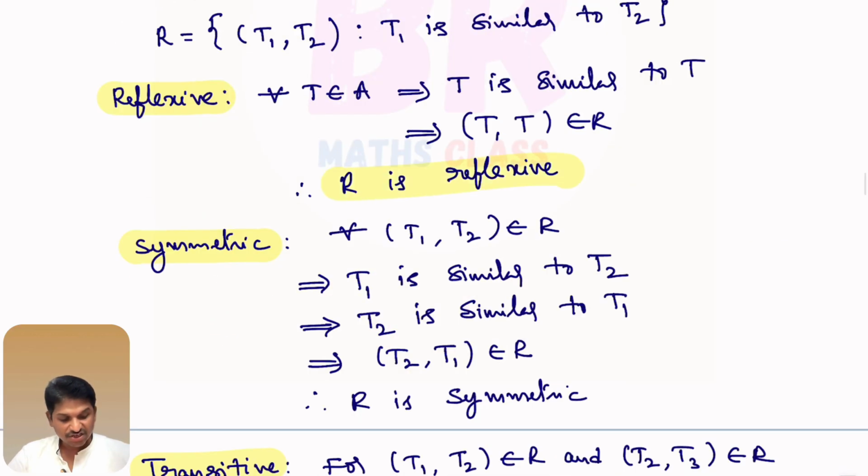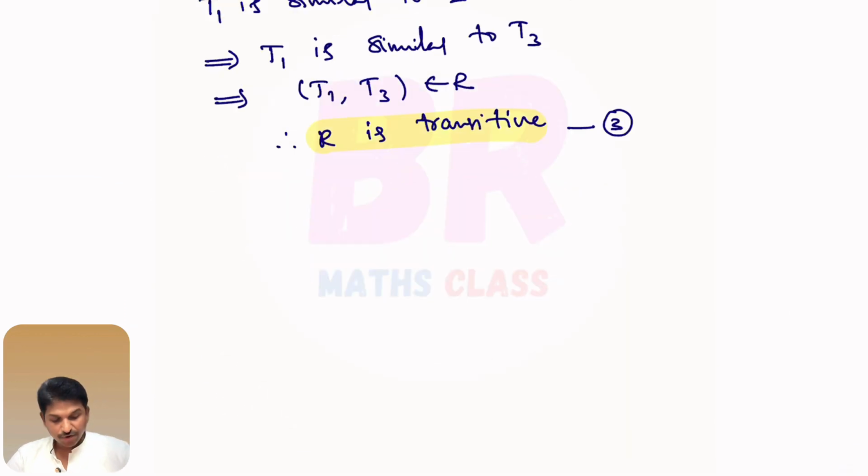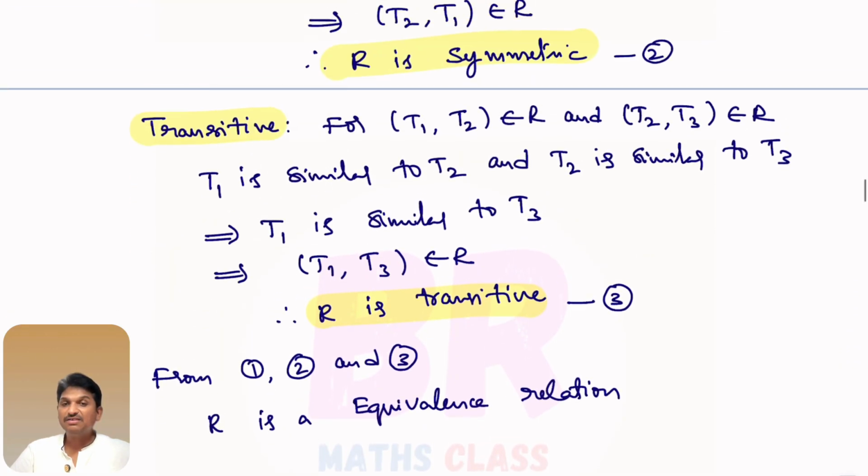You observe this relation is reflexive, this relation is symmetric, this relation is transitive. I'll name them as 1, 2, 3. From these three, from 1, 2 and 3, we can say that R is an equivalence relation.